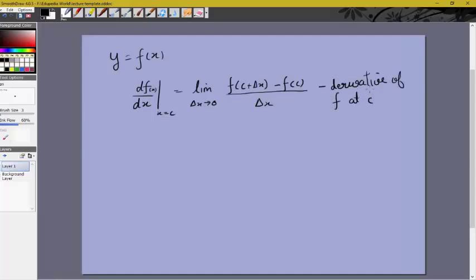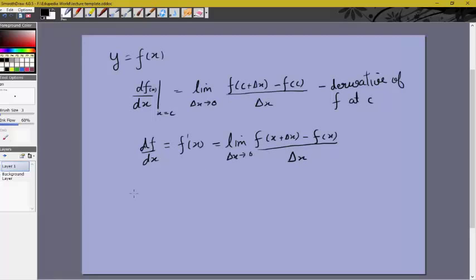Then instead of a single derivative at a point, you can actually calculate the derivative of a whole function over a region, and that is given by df by dx, which we'll also write as f dash of x. Dash denotes the derivative with respect to the argument, in this case that is x. This is equal to limit delta x goes to 0, f of x plus delta x minus f of x by delta x.